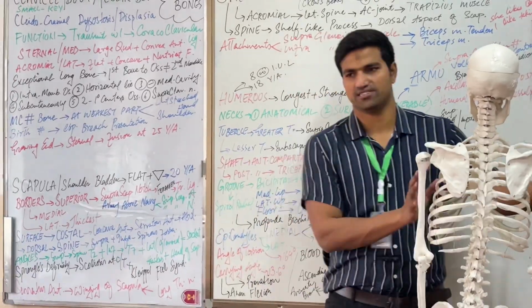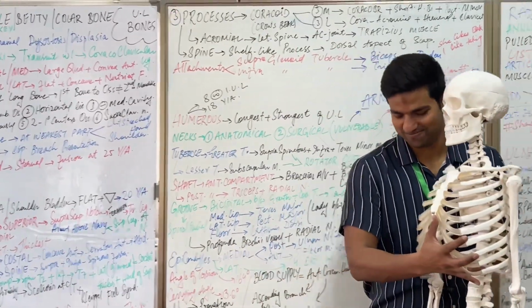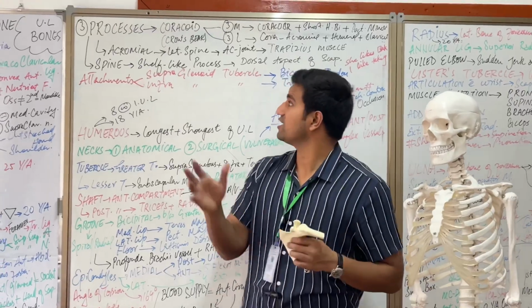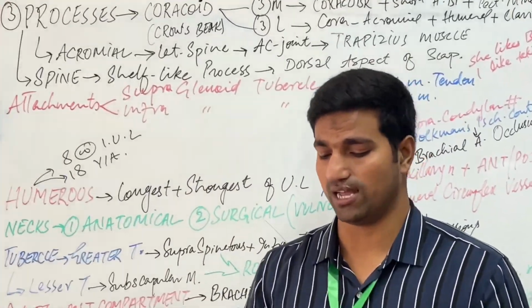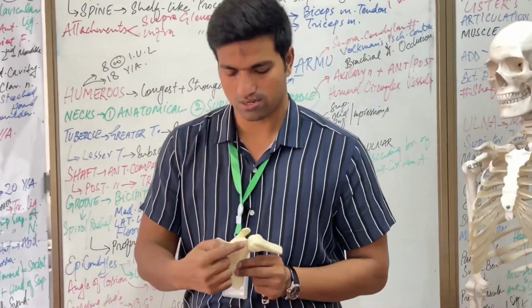So that table is finished. Then the second one. We have talked about some processes of the scapula. Number one process is this one, the coracoid.